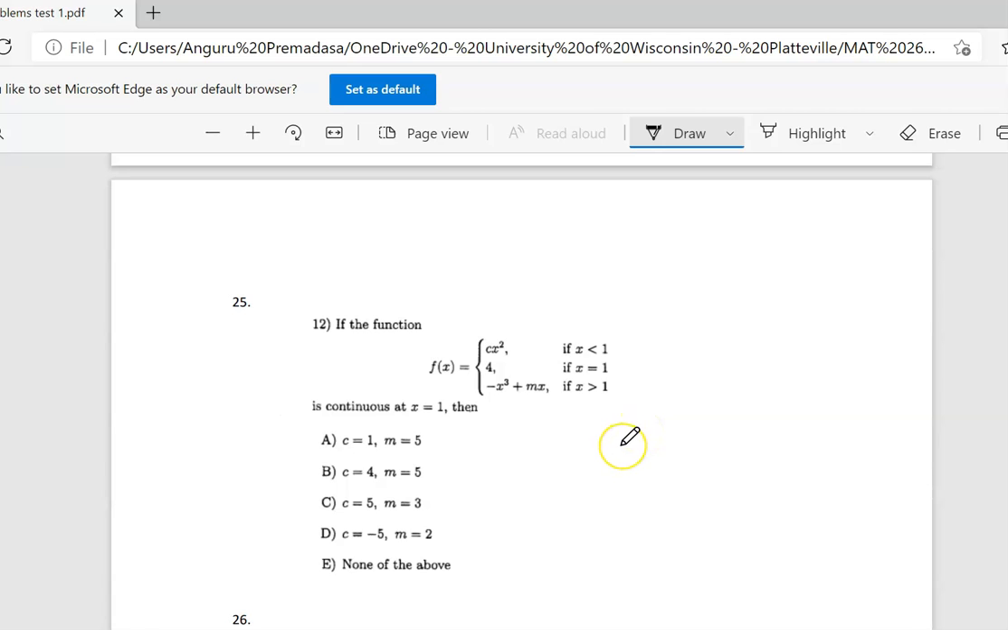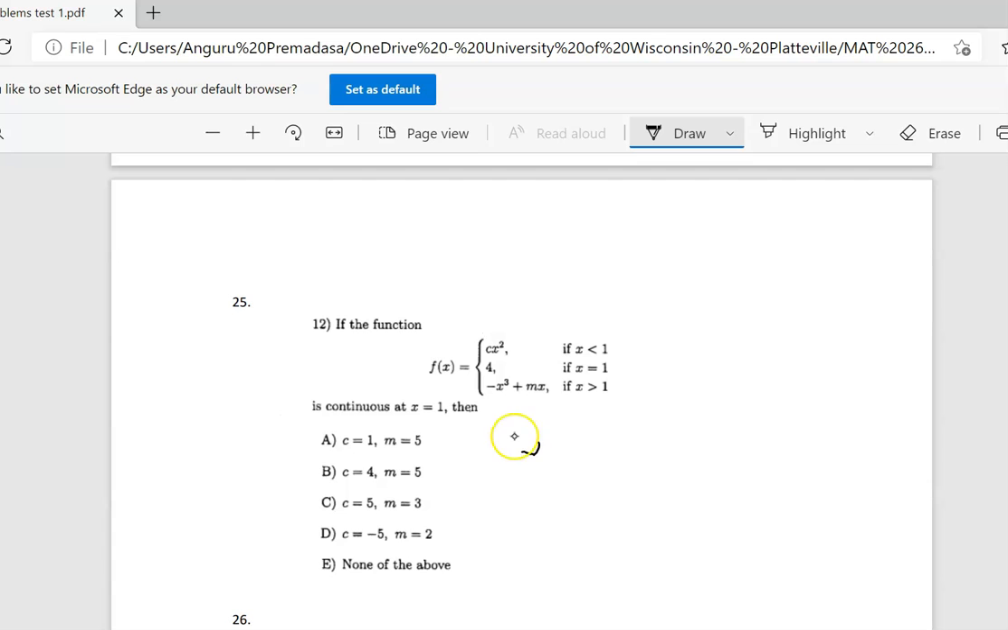Again, this is a continuous function. You want to find out whether it's continuous, so in order to do that you need to find the tricky point. There is only one tricky point, x equals 1. You need to make sure that the limit at x equals 1 exists, and you want to set it equal to 4, because the value at x equals 1 is 4.